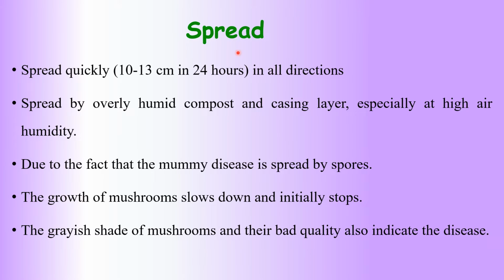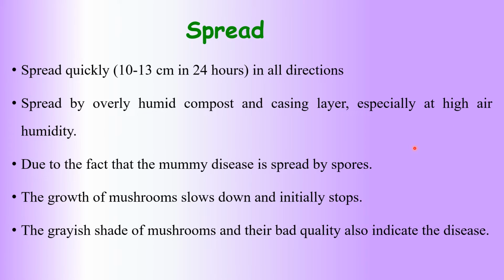Mummy disease spreads by different factors: contaminated water splash, introducing unpurified air into the cultivation site, improperly sterilized or pasteurized compost and casing soil, using old straw, and maintaining too high a humidity level. Mummy disease spreads quickly, 10 to 13 centimeters within 24 hours in all directions of the cultivation site, and spreads through overly humid compost and casing layer, especially at high air humidity.